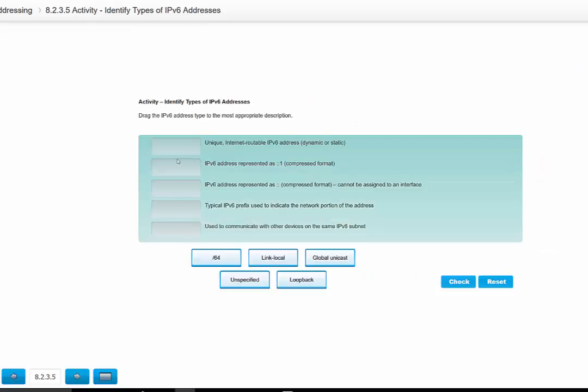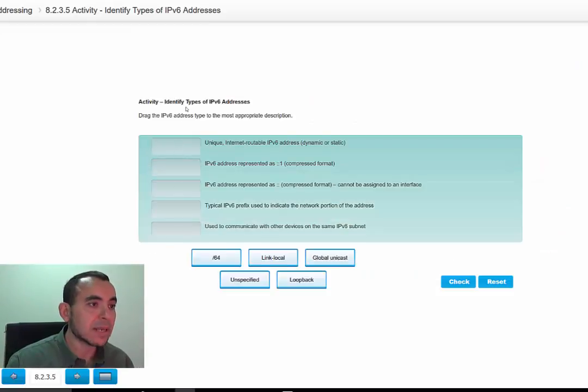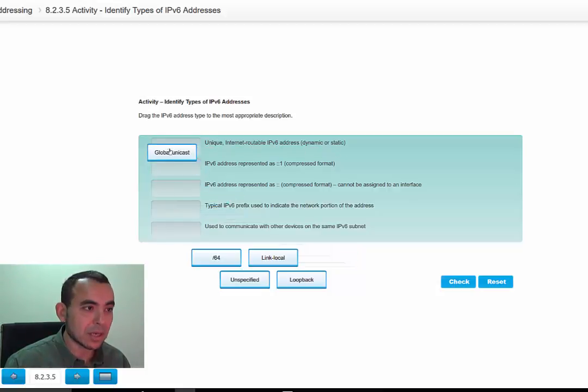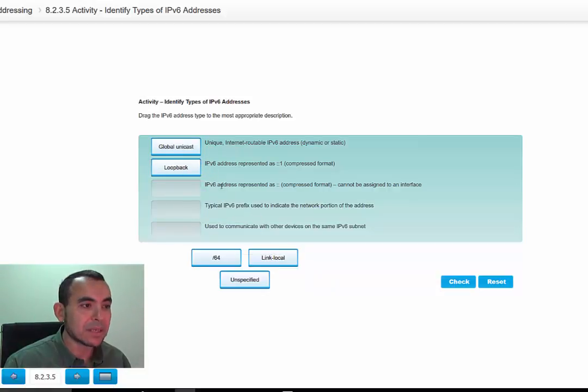Okay, so this exercise here is to identify the types of IP addresses. So unique internet IP address version 6, dynamic or static. So this is actually the global unicast. IP address version 6 represented as ::1. So this is a loopback, of course. And the IP address version 6 address represented as ::. So this is the unspecified.